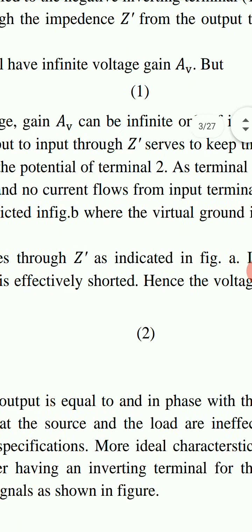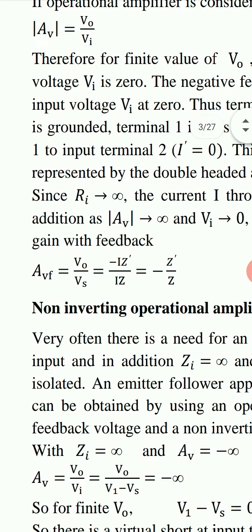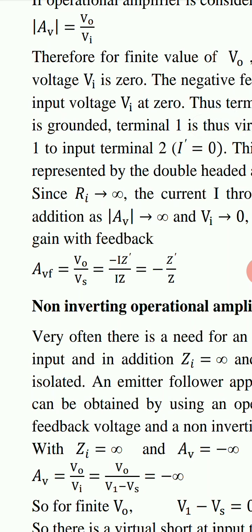And the voltage gain with feedback, AVF, is equal to VO upon Vs, and it is equal to minus IZ' upon IZ. I is cancelled out and it becomes equal to minus Z' upon Z.